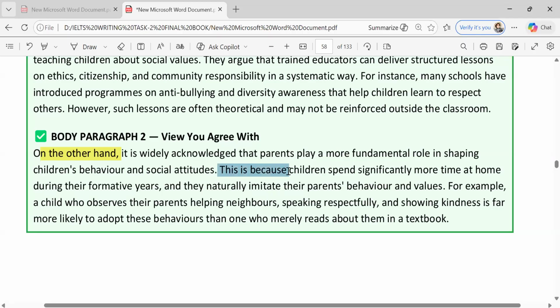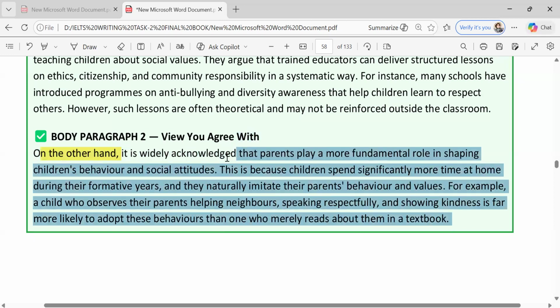Can you see? This is because children spend significantly more time at home during their formative years, and they naturally imitate their parents' behavior and values. For example, a child who observes their parents helping neighbors, speaking respectfully, and showing kindness is far more likely to adopt these behaviors than one who merely reads about them in notebooks. So that's why we agree with this.